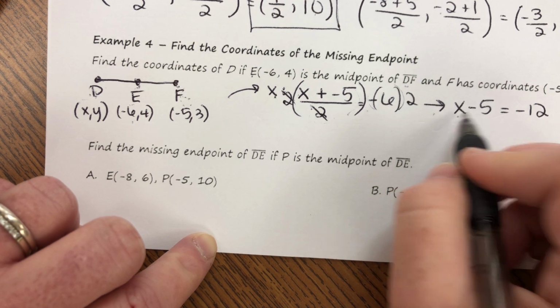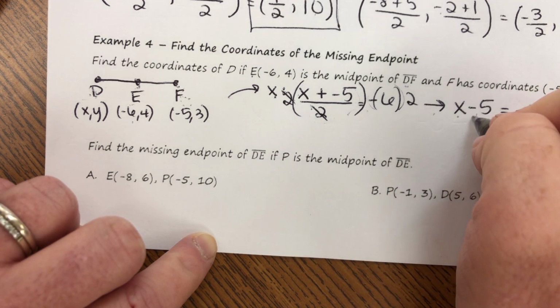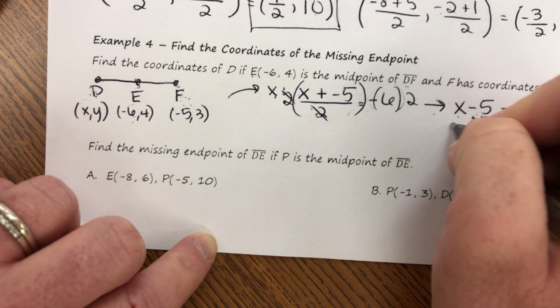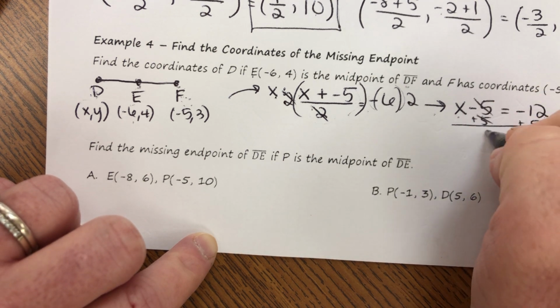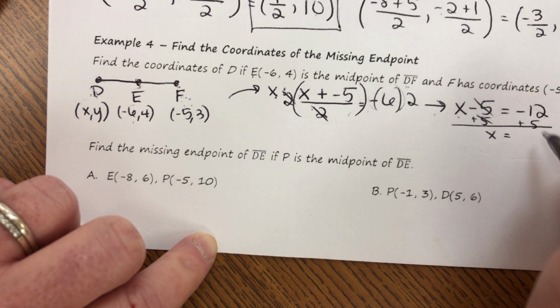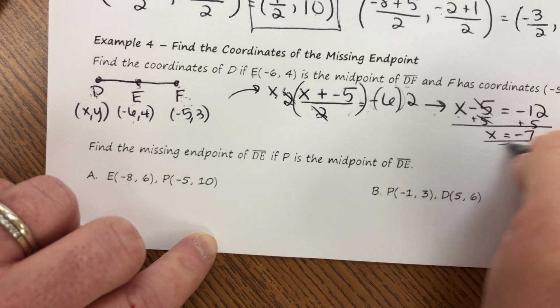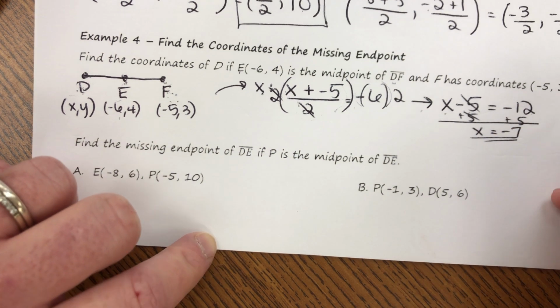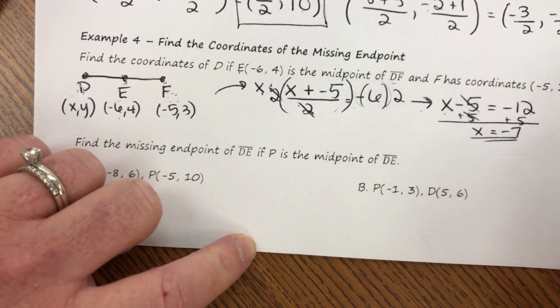And then to get x alone, I'm going to add 5 on both sides of my equal sign. And these are going to go away. x equals -12 plus 5 is -7. So the x value of my endpoint here is -7.